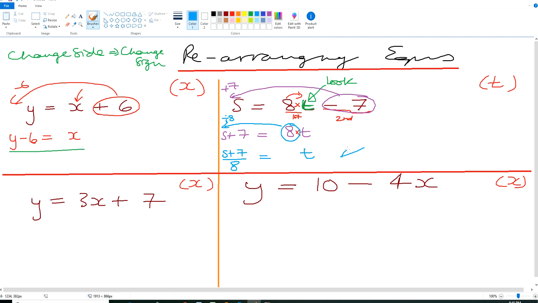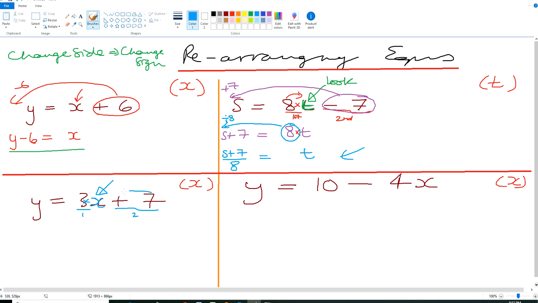Question number 2. Okay, so this one here, y equals 3x plus 7. Remember, we're looking at the x. X is the face of the question. We look at the face. What's been done to x? X has been times by 3 first, then it's been added by 7 second.